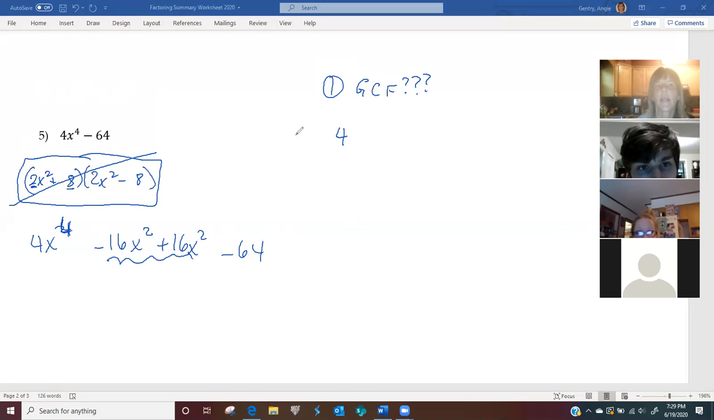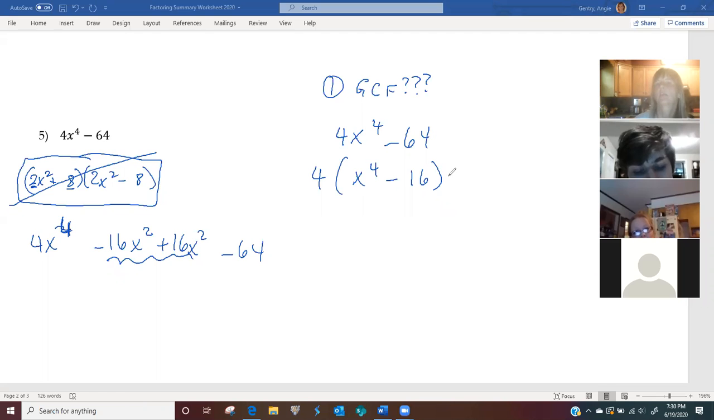So you would say, hey, there's a 4 inside of here and a 4 inside of there, and then you open it. So hang on, let me show the problem. 4x to the 4th minus 64. So the first thing you ask is, is there a GCF? Yes, there's a 4. Then you say 4 times what is x to the 4th? 4 times what is negative 64? You see it so far? And then you ask, am I done? And then you say, can I continue factoring?